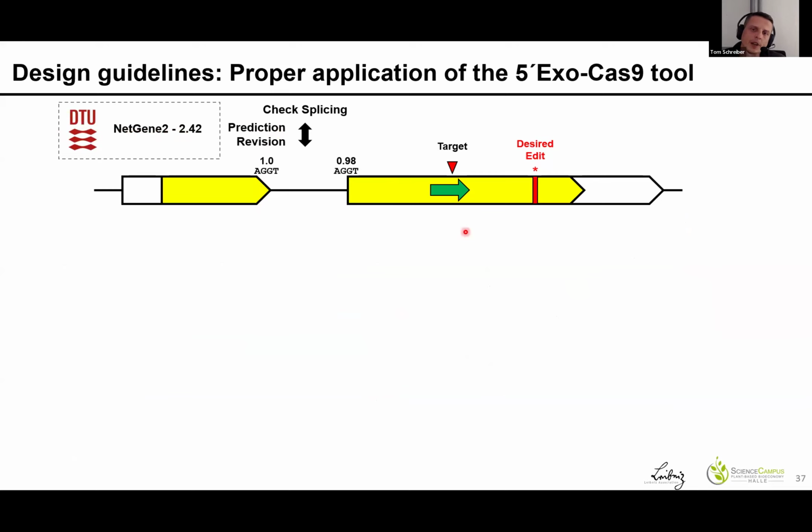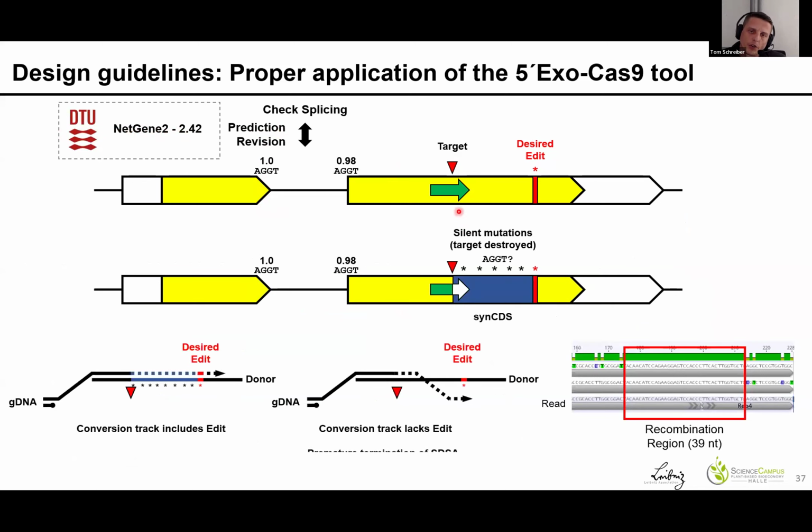So what I usually do is, once I have found a good target, I try to replace the distance between the double-strand break and the desired edit with a synthetic coding sequence. The reason for this is I want to ensure the synthesis-dependent single-strand annealing, that after annealing of the 3' end to the donor, this reaction goes really through to the edit.